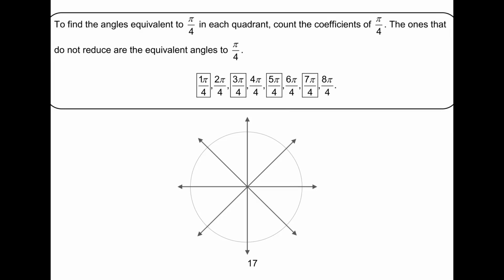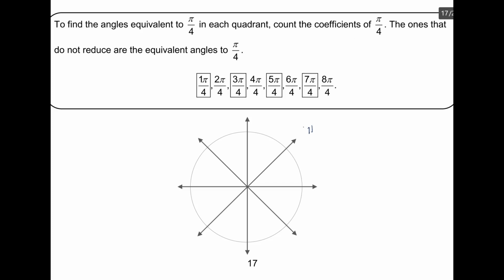So to find the angles equivalent to pi over 4 in each quadrant, count the coefficients. So I label from 1/4 all the way to 2 pi. 2 pi is the same thing as 8 pi over 4. We kind of did this with coterminal angles. So I label 1/4 pi, 2/4 pi, 3/4 pi, 4 pi over 4, 5 pi over 4, all the way across. And any single one that can't be reduced, these are going to be the equivalent ones.